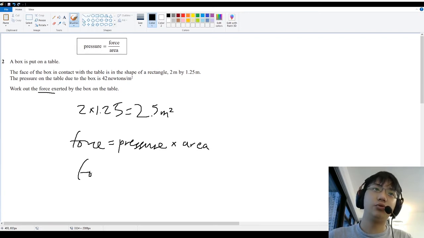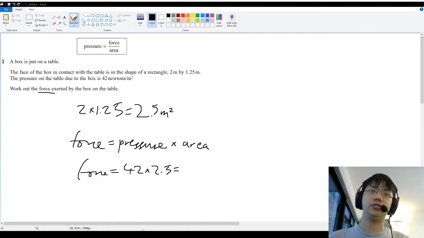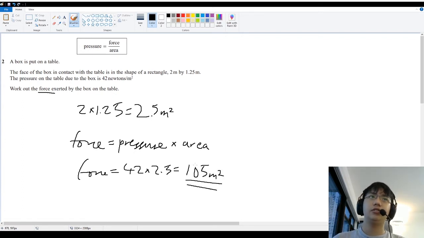So the force would be 42 multiplied by 2.5, which gives us 105 newtons for the force exerted by the box on the table.